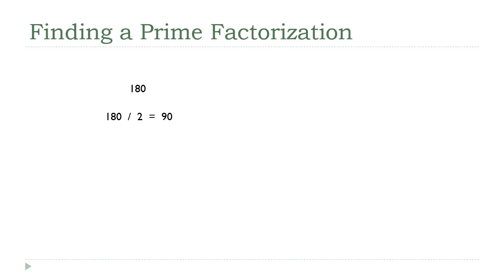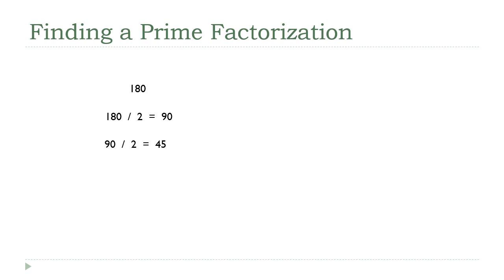Okay, now look at the 90. 2 also goes into 90. So 90 divided by 2, that's 45. Does 2 go into 45? No. So we've pulled all the 2's that we can out of this thing. So now you move on to the next prime number. Right, you're going to jump up to 3.